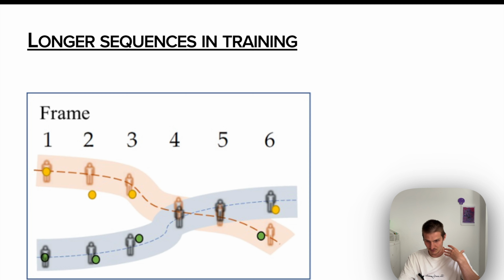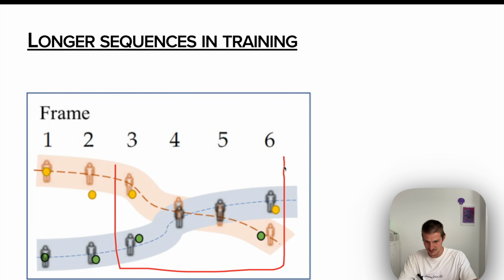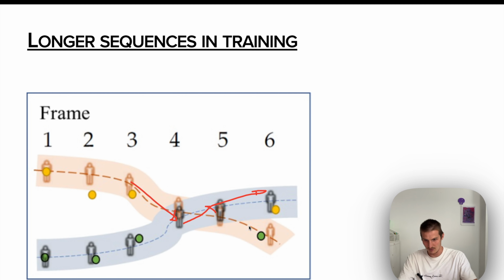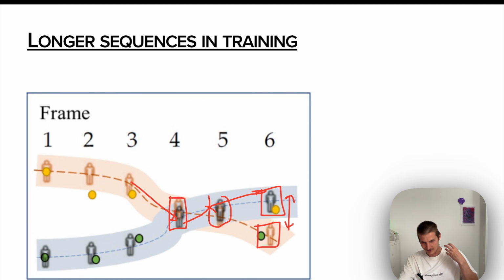This is fixed if you just take a longer sequence. So if you just take all these frames as a single sequence, and so the network confused these people, and so you don't have that big loss here, but then once the objects actually started moving apart, you would see that the loss is now quite big because the objects are further apart. And so having these longer sequences allows you to train more effectively.